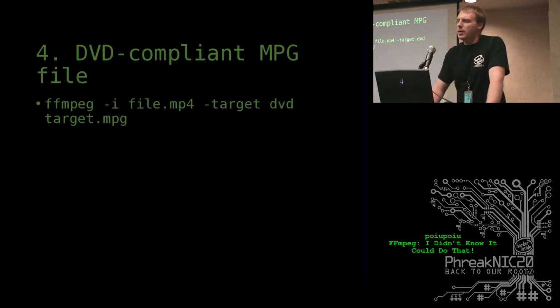You can also do a DVD compliant video from an MPEG, which you can then pass into a couple of different other programs, but getting that DVD compliant MPEG at first. So again, just ffmpeg file -target dvd. And then you can also do a VCD for old school video CDs. You can do DVDs and a couple of different other targets out there.